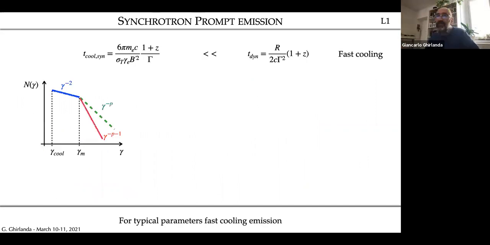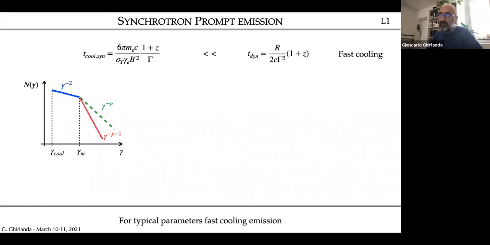Now we have all the ingredients to understand the synchrotron prompt emission. The first thing we have to ask ourselves is how the particles accelerated into this non-thermal tail, gamma to the minus p, cool through synchrotron emission. The cooling time scale, how fast they emit, is derived by taking the particle energy divided by the synchrotron power. This gives a cooling time scale which for typical values is much smaller than the dynamical time scale. The dynamical time scale can be thought of as the time over which the outflow doubles its radius, so it is related to the expansion.